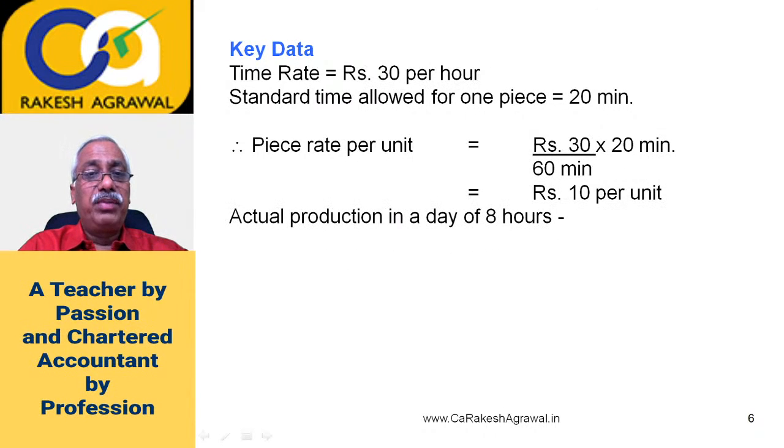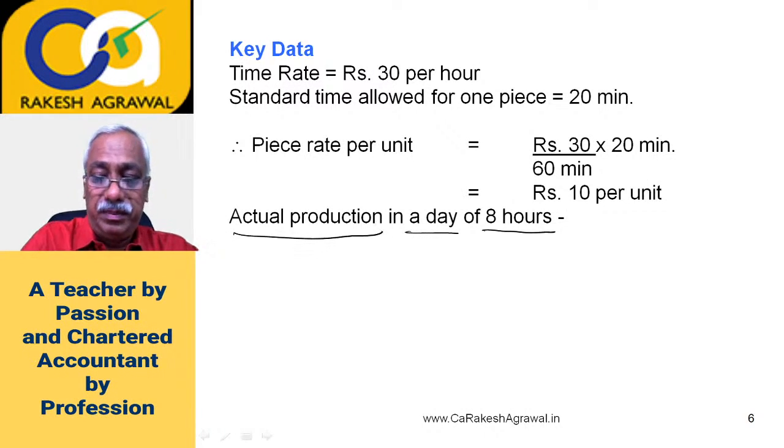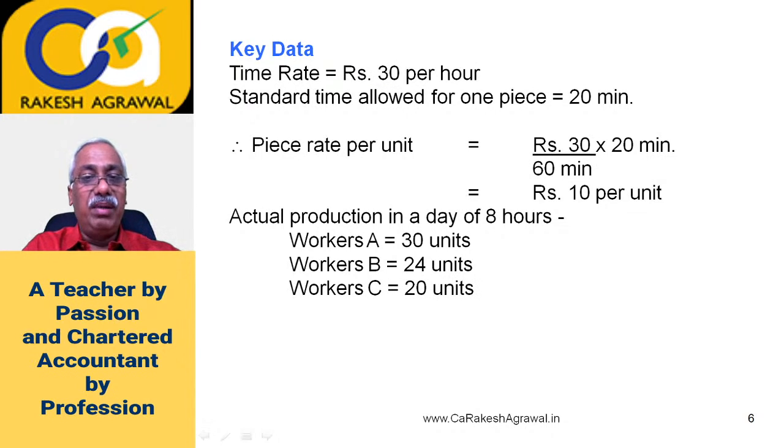We'll take an example of 3 workers. Those 3 workers have worked for 8 hours in a day, a working day of 8 hours, and in 8 hours their actual production is, actual production of worker A is 30 units, means A has produced 30 units in a day of 8 working hours. Worker B has produced 24 units in the same day of 8 hours, and worker C has produced 20 units in 8 hours. So all the 3 workers have worked for 8 hours, but their output is different.